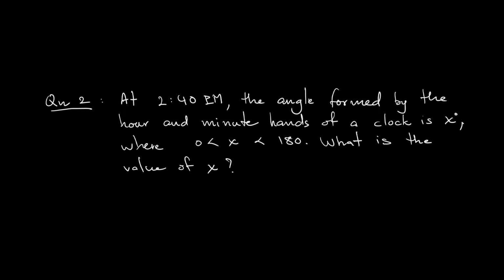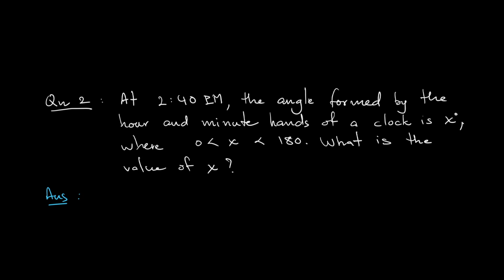Moving on, question 2. So at 2:40 p.m., the angle formed by the hour and the minute hands of a clock is x degrees. The question asks, what is the value of x, whereby x is in between 0 and 180. Okay, let's try this together.